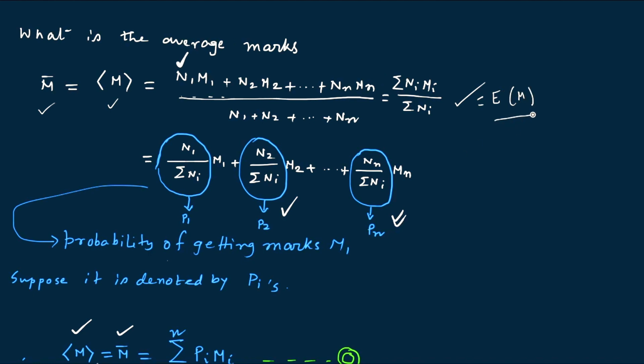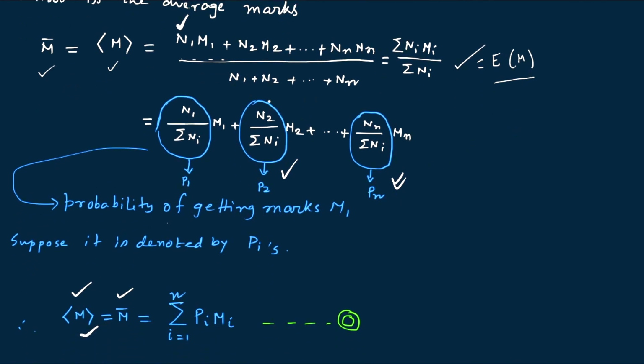In statistics, the word expectation is used very much, and this can be written in a different way: N1 divided by the sum over NI times M1 plus N2 divided by the sum over NI times M2 and so on up to NN divided by the sum over NI times MN. This marked quantity is denoted by P1. What is P1? Basically the probability of getting the marks M1. In this way, P2 is the probability of getting the marks M2, and PN is the probability of getting the marks MN.